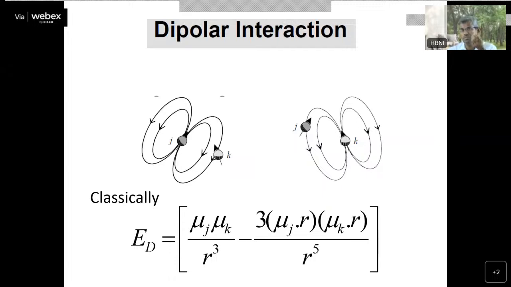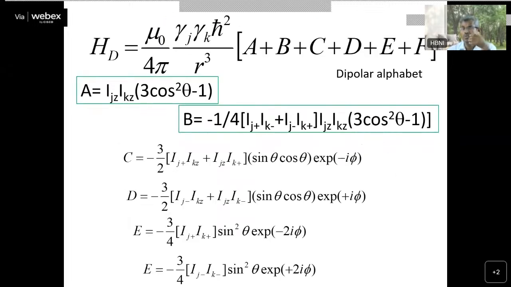So you get an expression for the Hamiltonian for dipole interaction as mu 0 by 4 pi into gamma j, gamma k, h cross squared divided by r cubed into a terminology called the dipolar alphabet. I am not going into the details of this derivation. These equations are required to understand the angular dependence as well as the line shape of powder samples. That is why I have given this expression. So mu 0, as I mentioned, is the permeability of free space. And r is the bond vector, the distance vector.